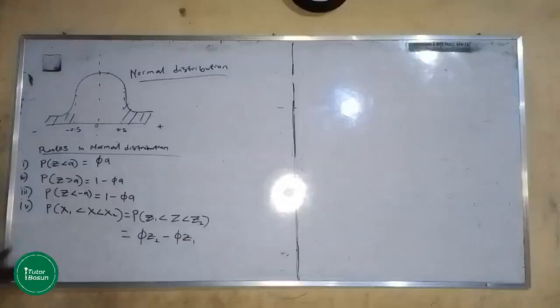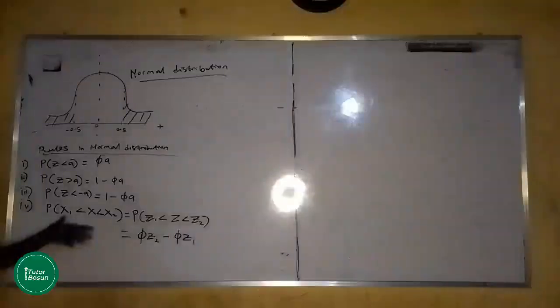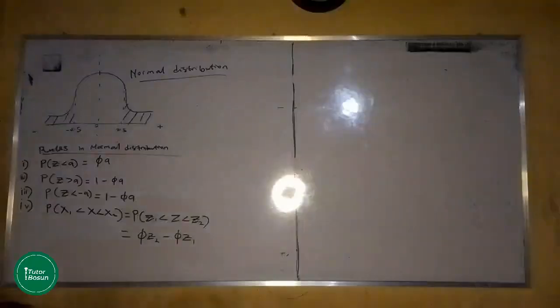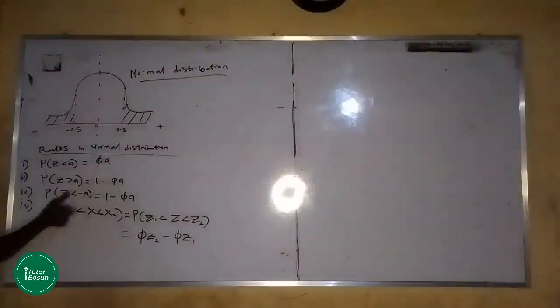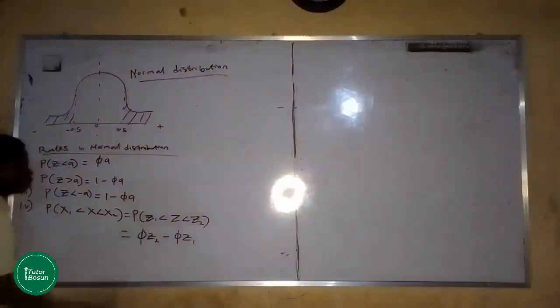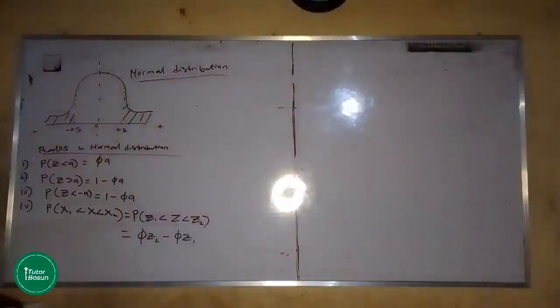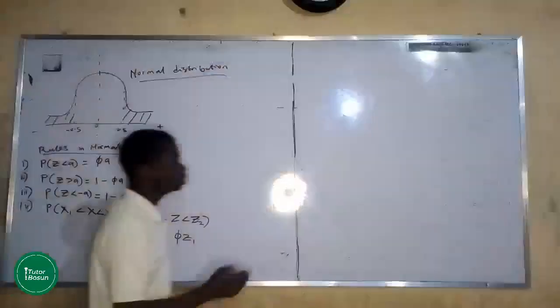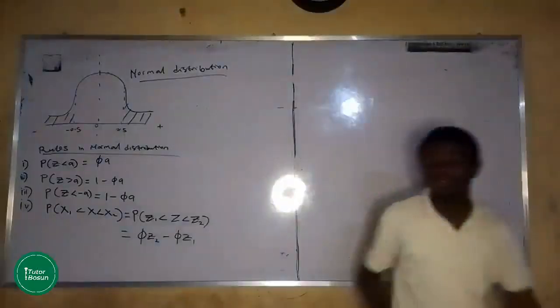What x means? X is the actual values you're going to be given. Your first job is to convert your x to z. So after converting your x to z, then you will finally compute your Φ. So that is that about the rules in normal distribution.